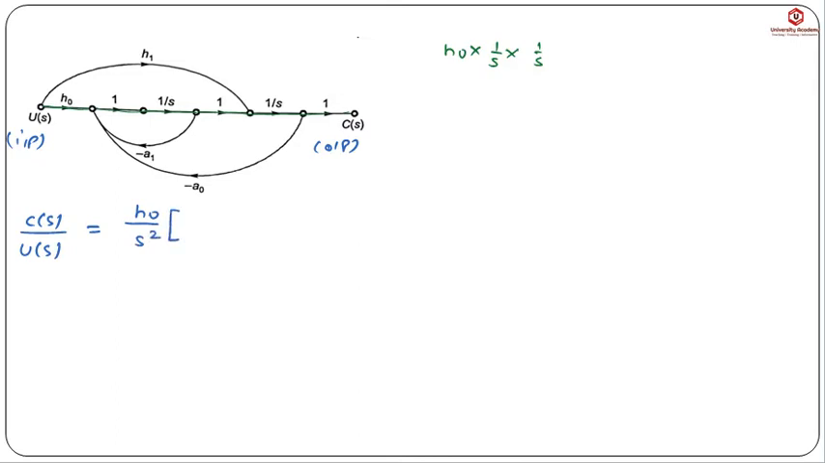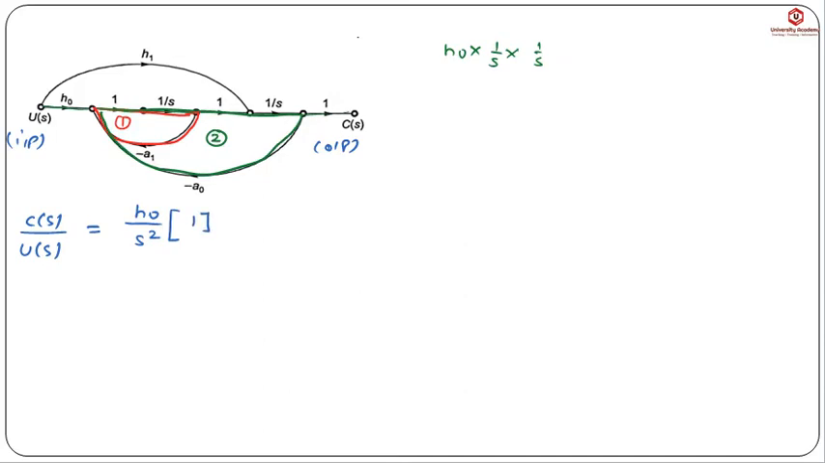Then we calculate the determinant value. Does the forward path we chose touch all the loops? We first find the total number of loops present. This forms one loop because it starts and ends at the same node. Suppose this is loop 1, and similarly there is another loop, which is this. So there are two loops, and no more loops are possible. The forward path with gain H naught by S square touches both loop 1 and loop 2, so the determinant value is 1.